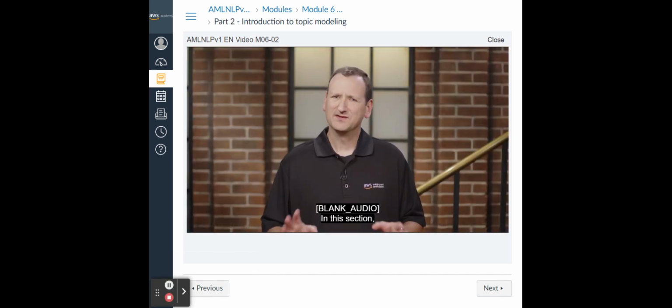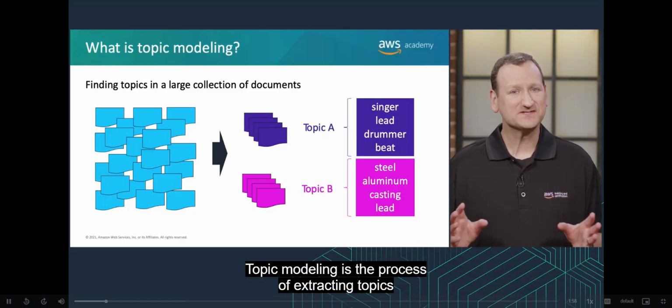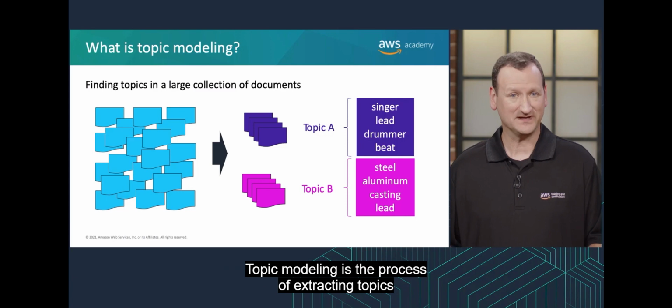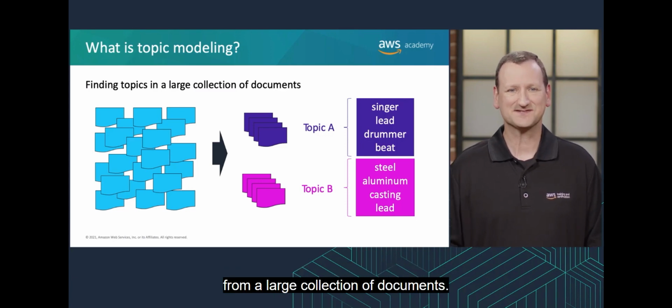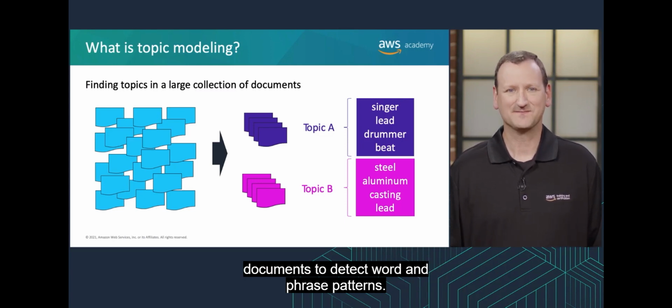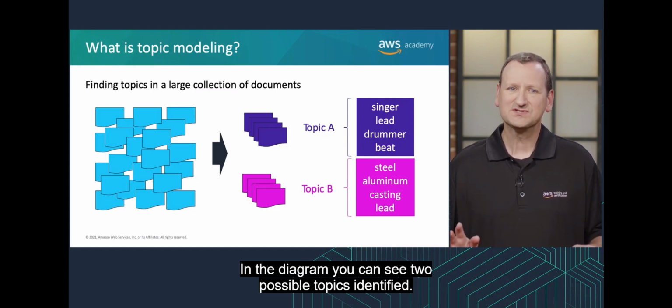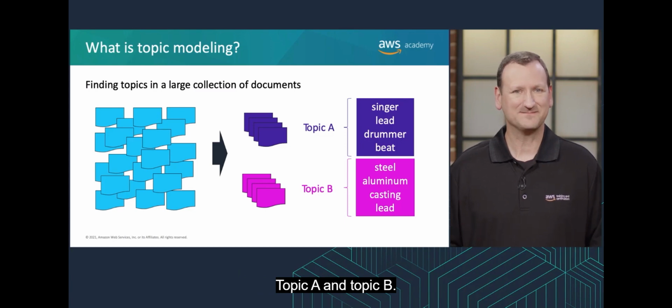In this section, you take a look at what topic modeling is. Topic modeling is the process of extracting topics from a large collection of documents. Topic modeling is an unsupervised machine learning model that scans a set of documents to detect word and phrase patterns. These words and patterns are grouped into clusters that best characterize the documents. In the diagram, you can see 2 possible topics identified, Topic A and Topic B.